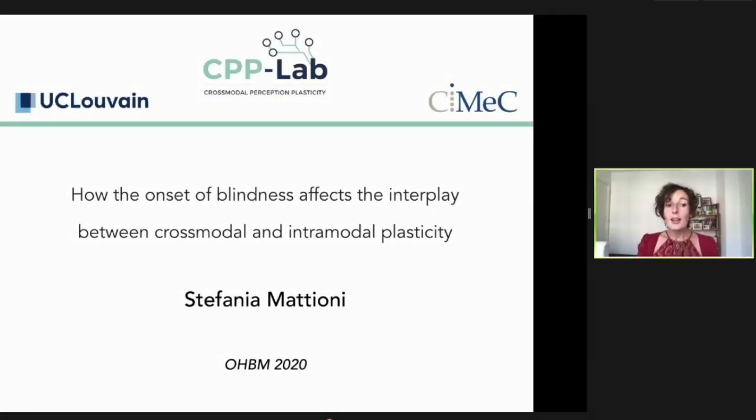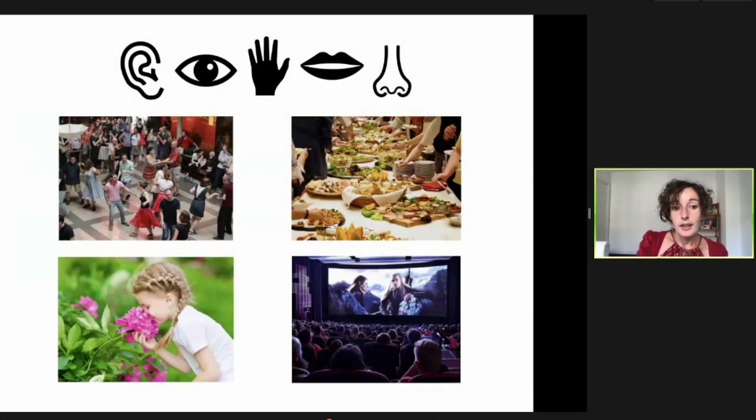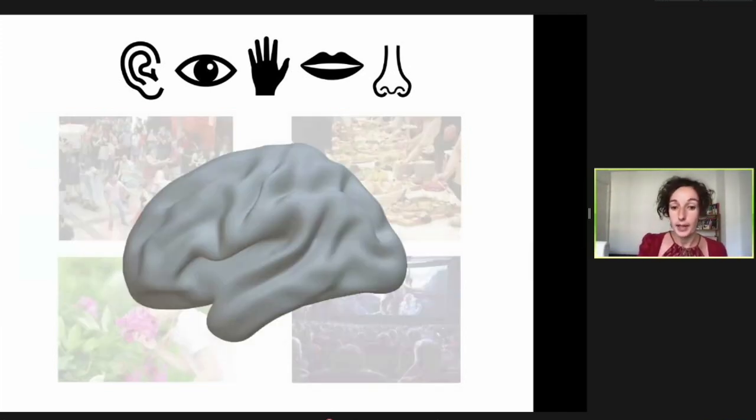So, hello, I'm Stefania Mattioni, and today I will speak about how the onset of blindness might affect the interplay between cross-modal and intramodal plasticity. All the activities that we do in our everyday life normally activate our 5 senses. And all this information is then processed by the brain.